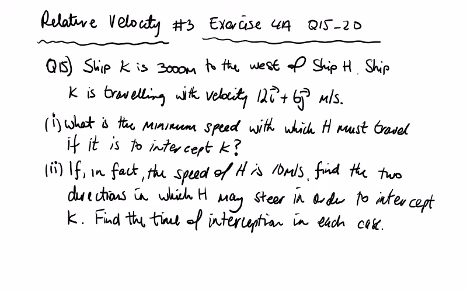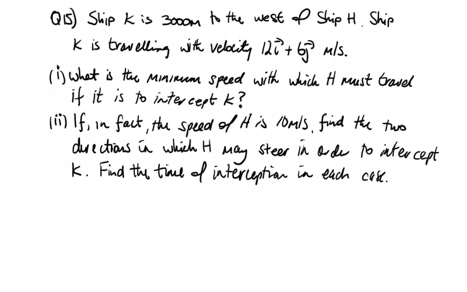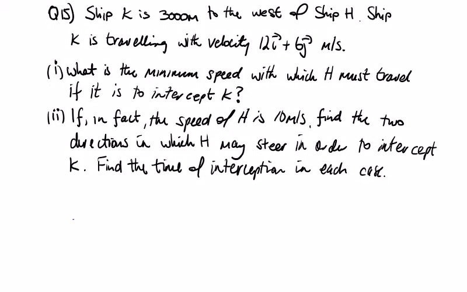In this video, we're going to look at questions 15 to 20. Question 15. Ship K is 3,000 meters west of ship H. Ship K, ship H, 3,000 meters. So the minimum speed which H must travel to intercept, so needs to go in this direction.